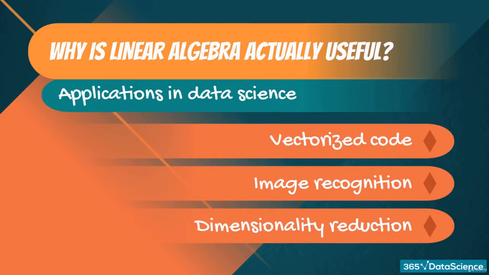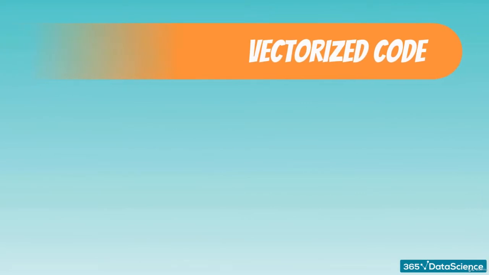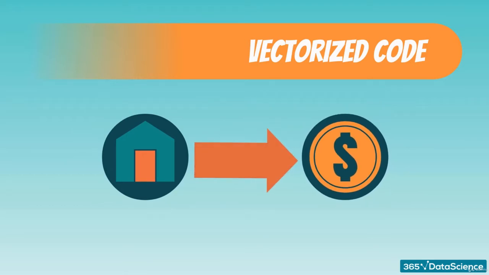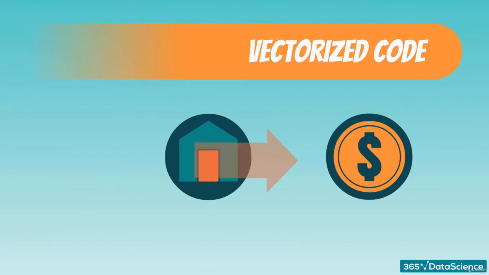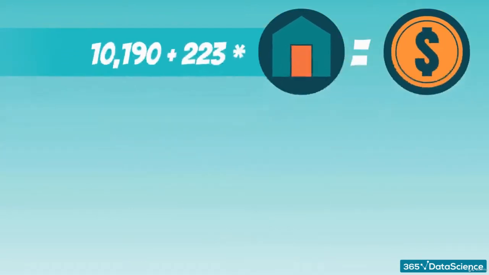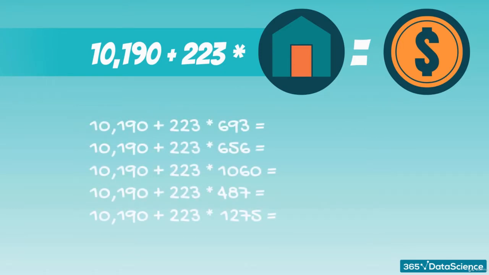Okay, let's start from the simplest and probably the most commonly used one: vectorized code. We can certainly claim that the price of a house depends on its size. Suppose you know that the exact relationship for some neighborhood is given by the equation price equals 10,190 plus 223 times size. Moreover, you know the sizes of 5 houses, 693, 656, 1,060, 487, and 1,275 square feet.